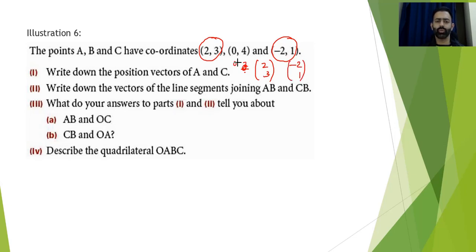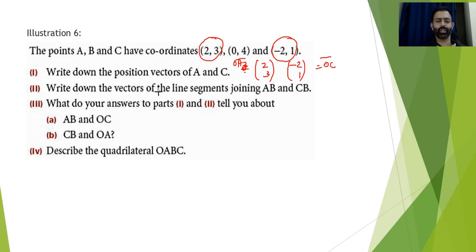This is OA and this is OC. Please remember to write the position vector as OA and OC. Do not write A and C. Introduce this origin in the vector notation.